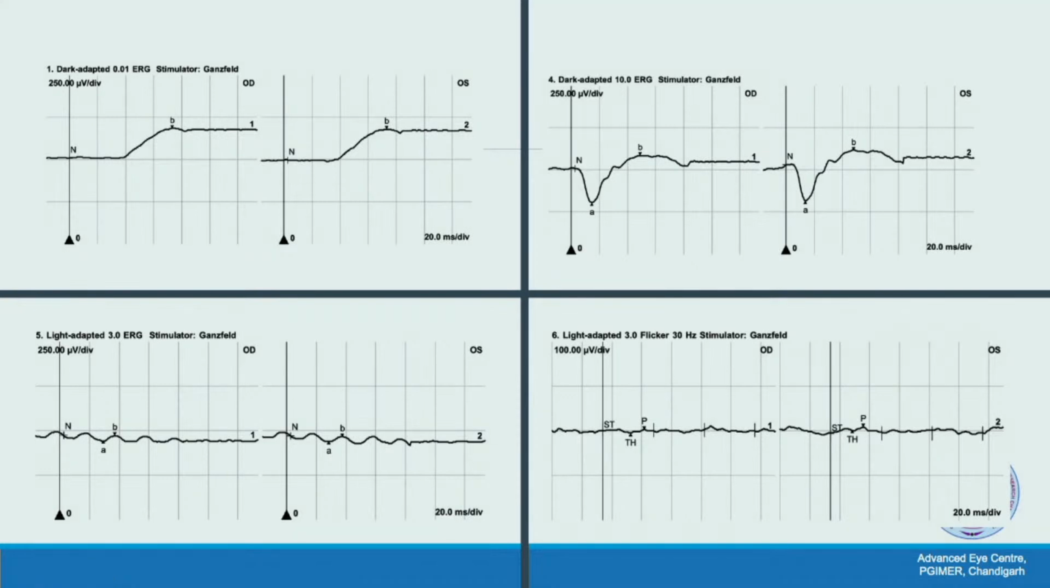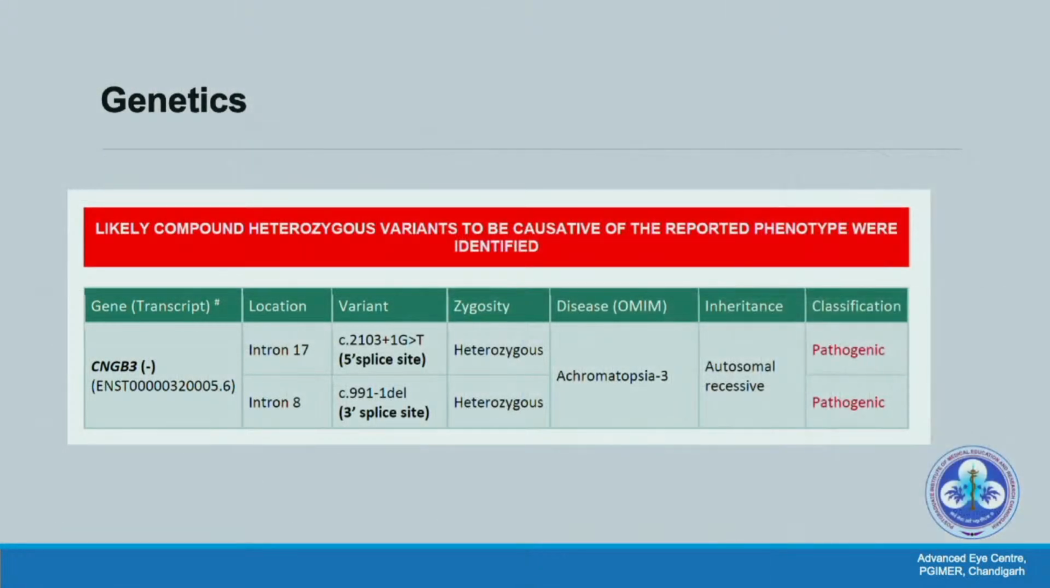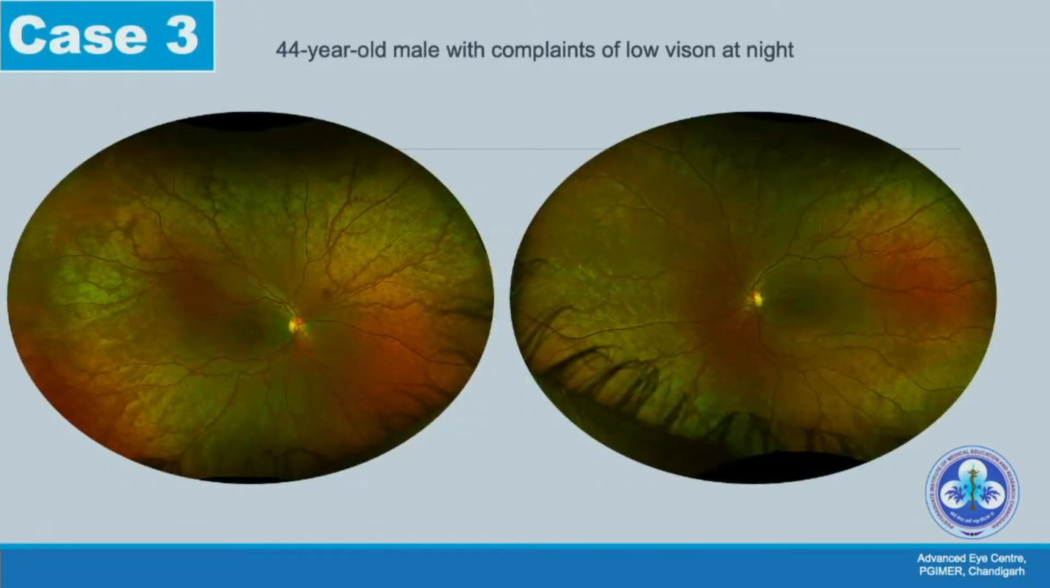This kind of proved our case, and the genetics also helped us further confirm our diagnosis, with a CNGB3 compound heterozygous pathogenic mutation in the patient. Coming on to another case. Now again the fundus, there is some glow on the fundus. There is some kind of atrophy in the center.